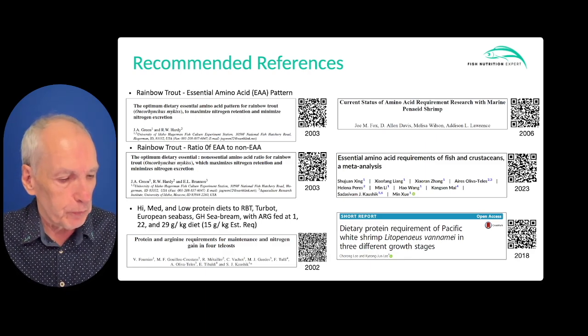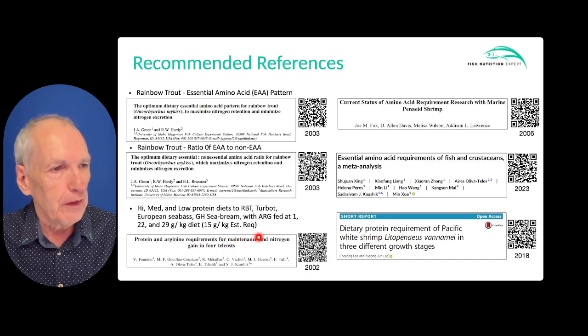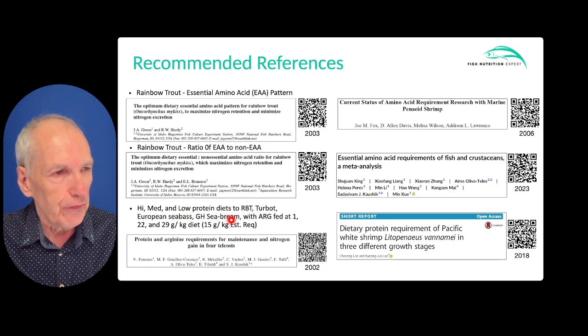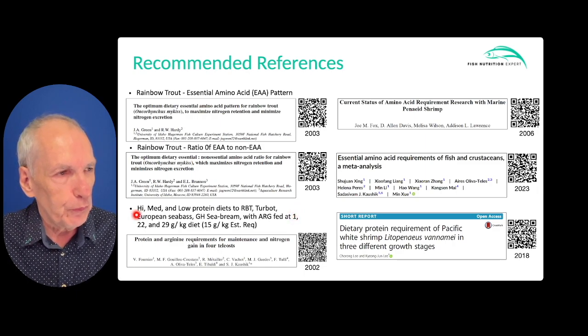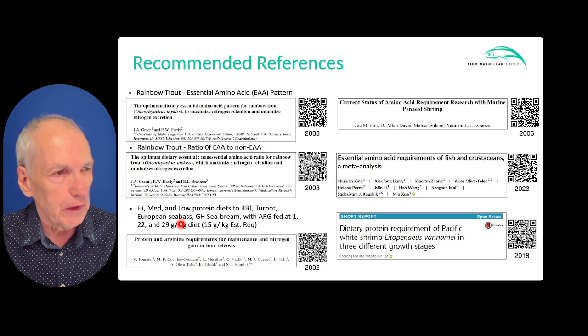Then I have this other paper, protein and arginine requirements for maintenance and nitrogen gain in 4 teleosts. As a technique, as a way to look at it, they have 3 diets: high, medium, and low protein diets. And they were fed to 4 species: rainbow trout, turbot, European sea bass, and gilt-head sea bream. And each one of those low, medium, and high protein diets had different levels of arginine. So they were fed either 1, which was extremely deficient, 22, or 29 grams per kilogram of diet. And that was based on an estimation that the requirement was actually around 15 grams.